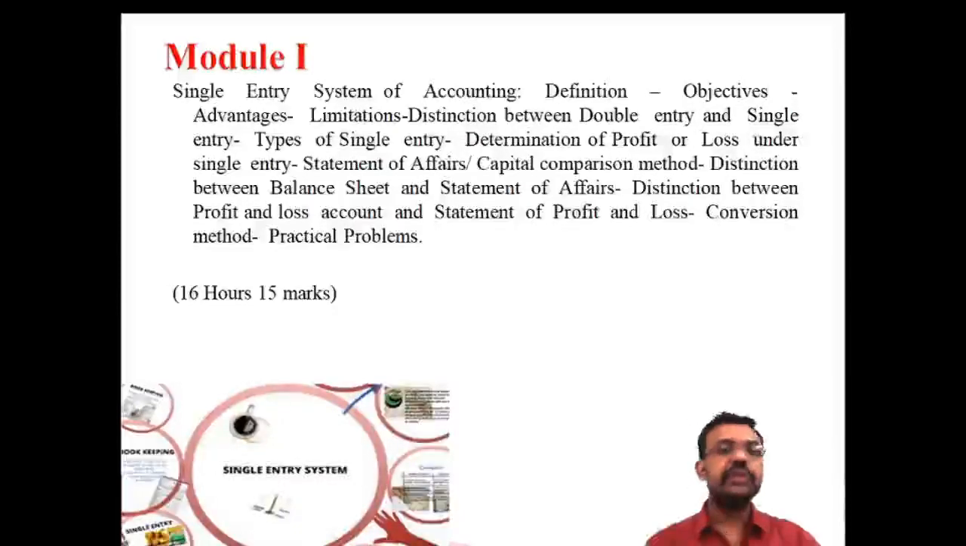The first module relates to single entry accounting transactions: definition, meaning, differences between single entry and double entry, and the preparation of the profit and loss account and the statement of affairs. This is the important element of the first module, single entry accounting, and how to record single entry transactions. This is the proportion of the marks: 15 marks, with normally 16 hours of lectures.